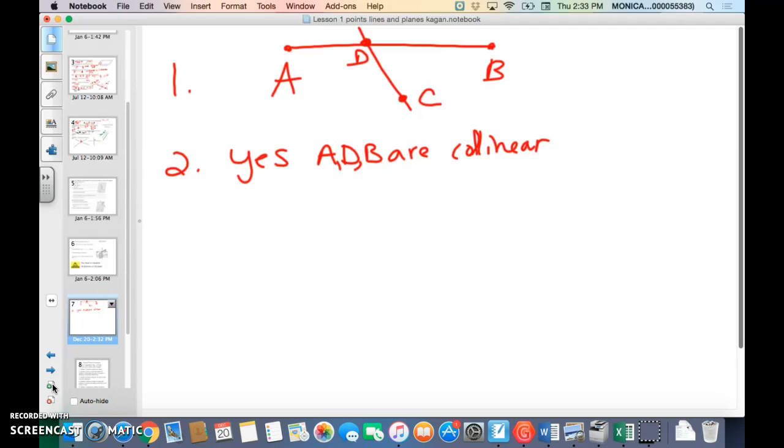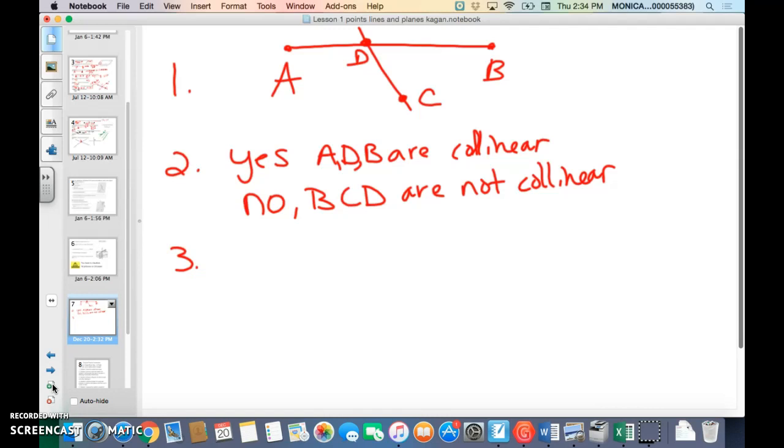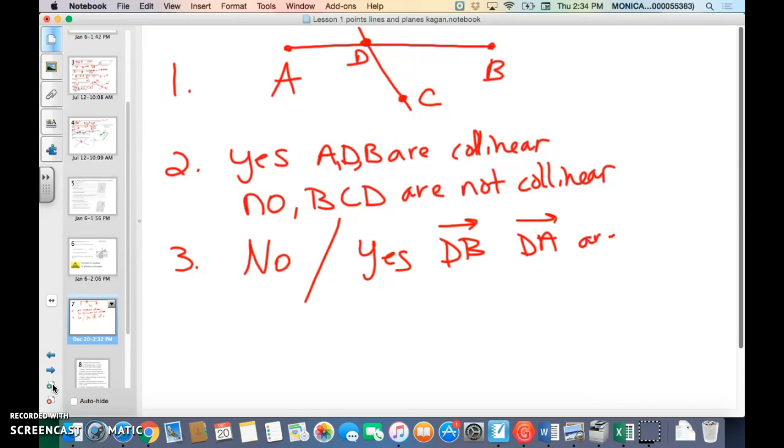Okay, and then are B, C, and D collinear? Well, you can see that B, C, and D are not collinear. No, B, C, and D are not collinear. Number 3, are CA and CB opposite rays? Well, let's look. C and A aren't even on the same line, so that is no. And then the question is, are DA and DB opposite rays? And yes. DB and DA are opposite rays.